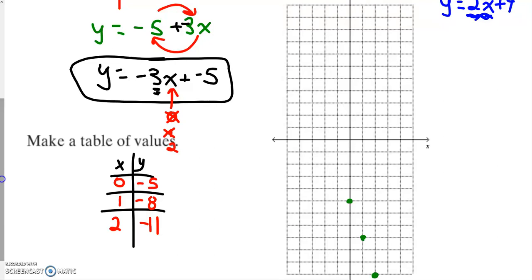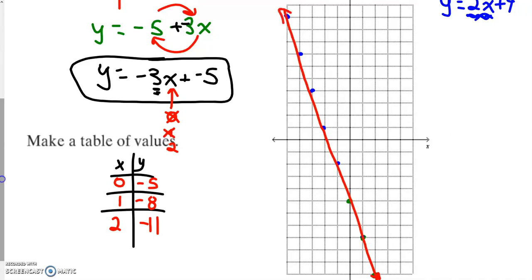Again, look for patterns. The pattern says climb 1, 2, 3 and go to the left 1. So I'm going to continue that. I climb from here to here to here. I'm going to climb 3 and go to the left 1, and keep repeating that pattern. Connecting those dots, I get a very steep line.